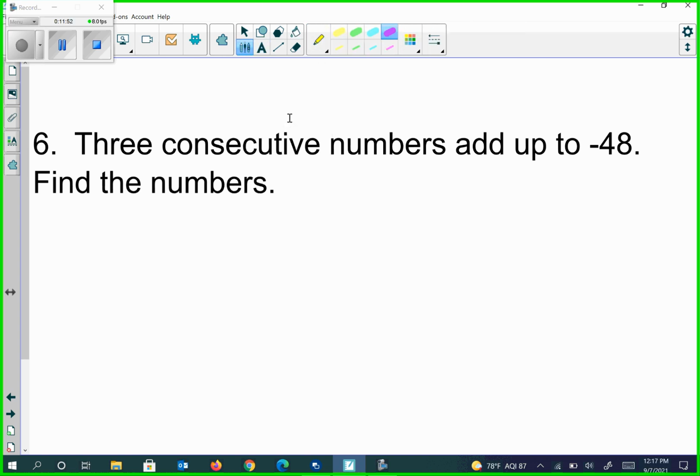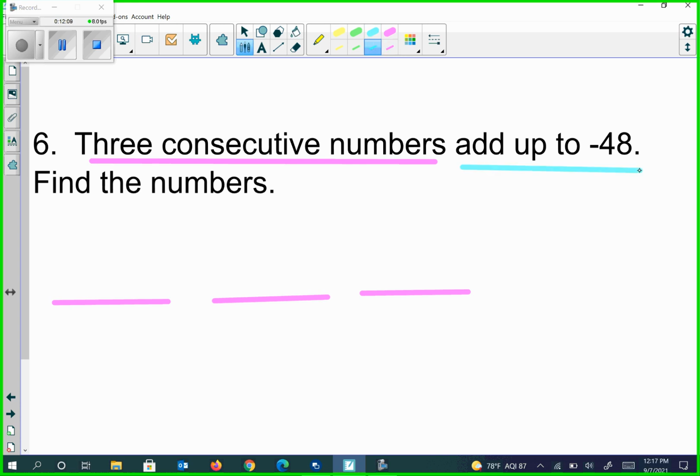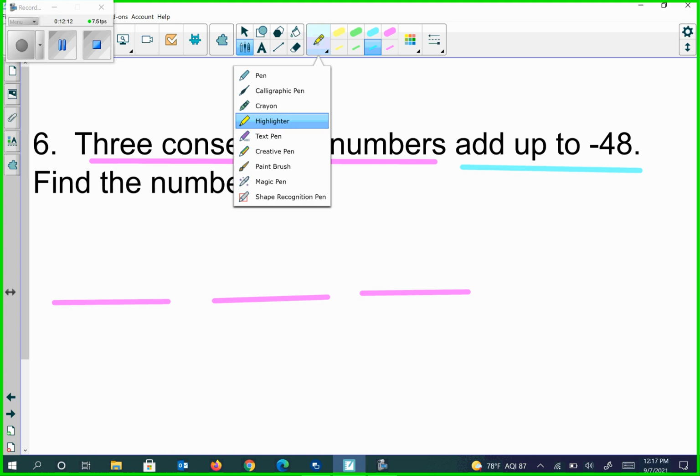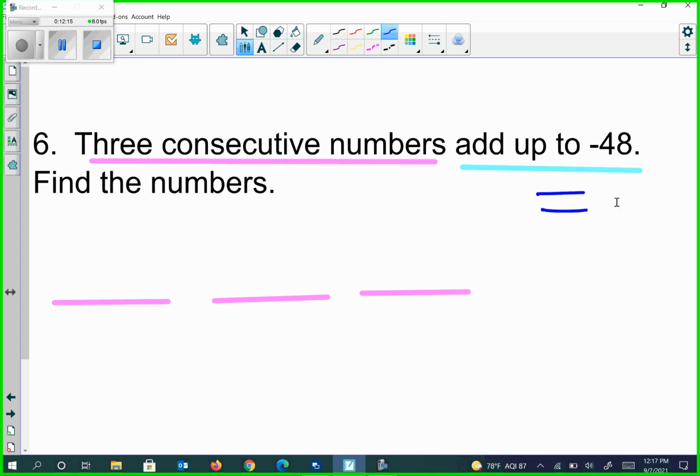let's look at the first part. 3 consecutive numbers means I have something like this. Agreed? Blank, blank, and blank. How do I do add up to negative 48? What's going to happen? Equals. Good. Okay? So I would get to about that point on the problem and say, okay, go ahead and work it. And I'd probably read the problem a couple more times for you.